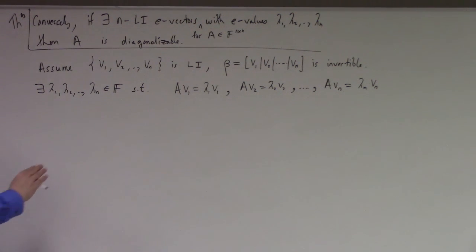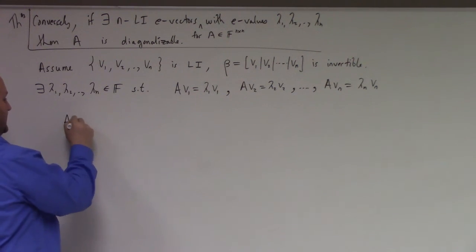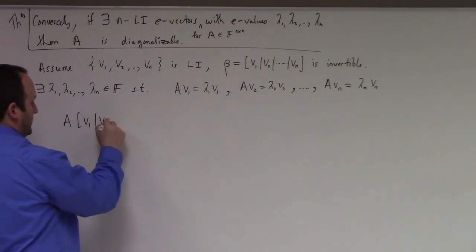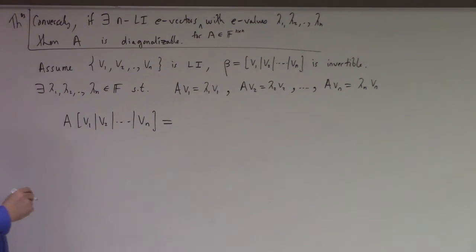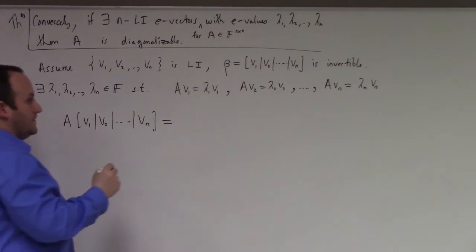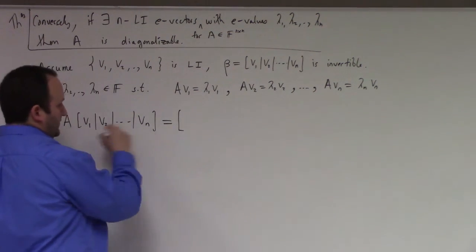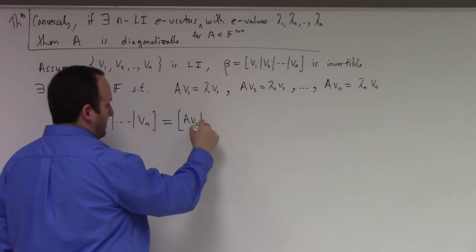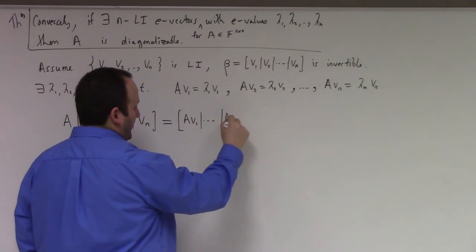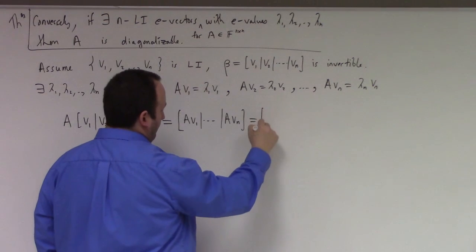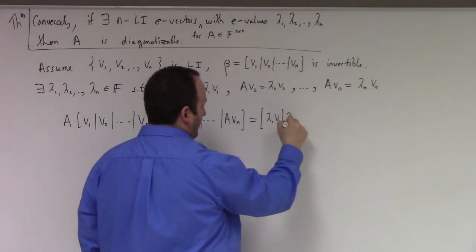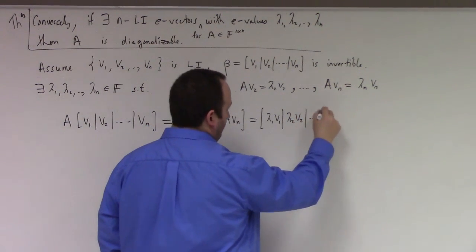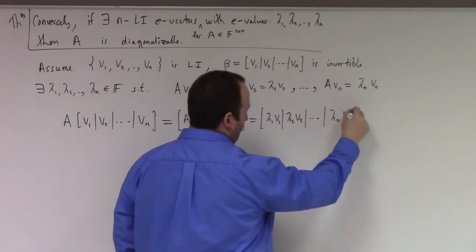So if you stack these, what do you got? You've got A times [v1, v2, vn] is equal to what? Of course [A v1, ..., A vn], but those are what? Lambda 1 v1, lambda 2 v2, lambda n vn, right?